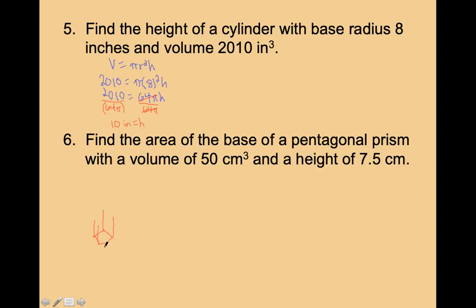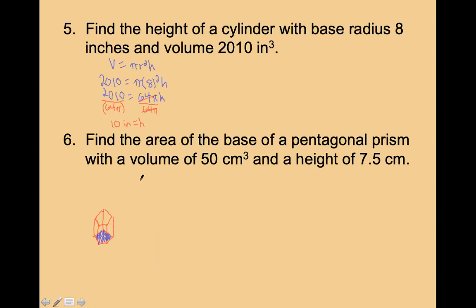All right, it's a little hard to see here. So there's my prism. Okay. So we know we want the area of the base. I'm going to grab a different color again. We are trying to find, let's see if I can color this all in here, the area of this whole thing down here. All right, so we're trying to find B.